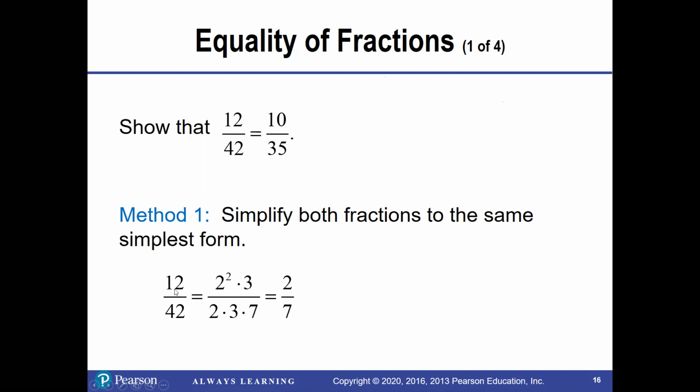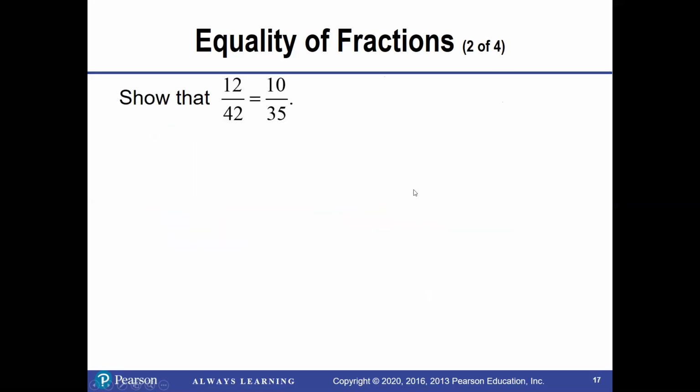Okay, so I can simplify 12 over 42. I can reduce it down to 2/7, and I can take 10 over 35, take out a 5 on the top and bottom, and I get 2/7, which means they make them equivalent. One way to show it.